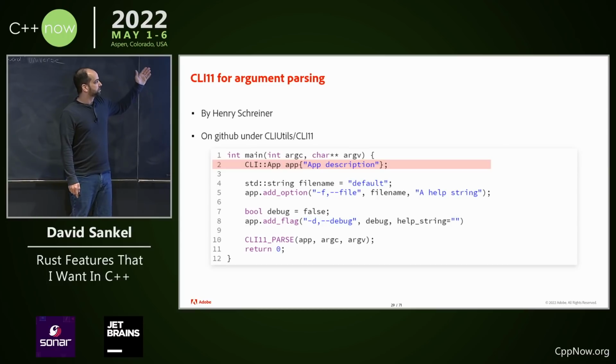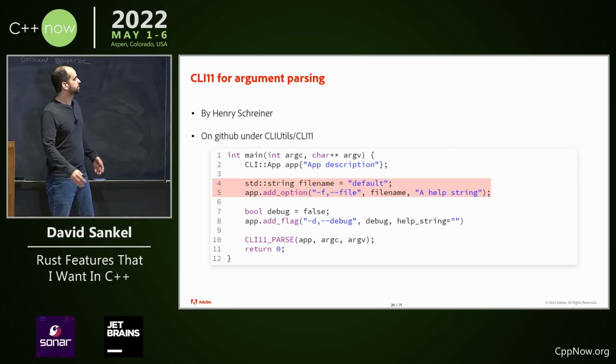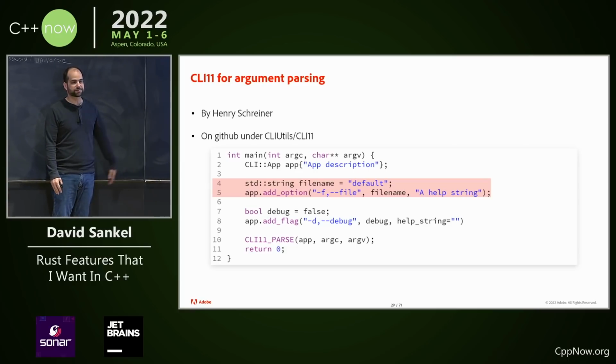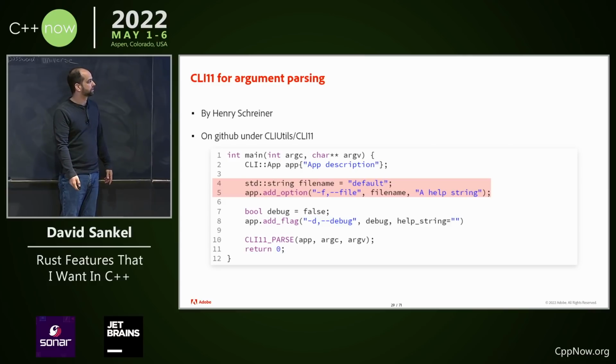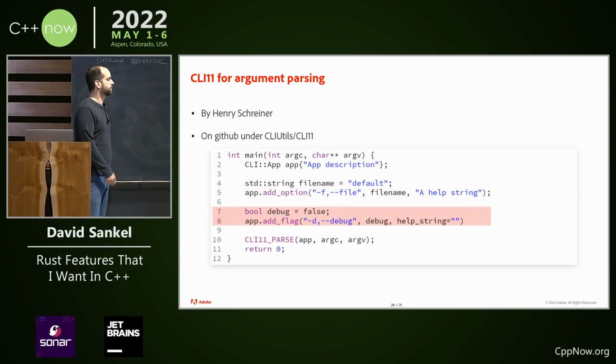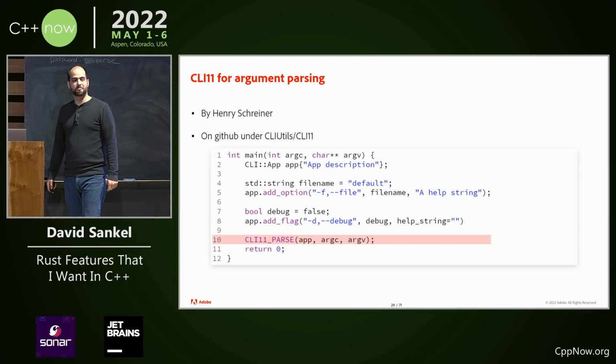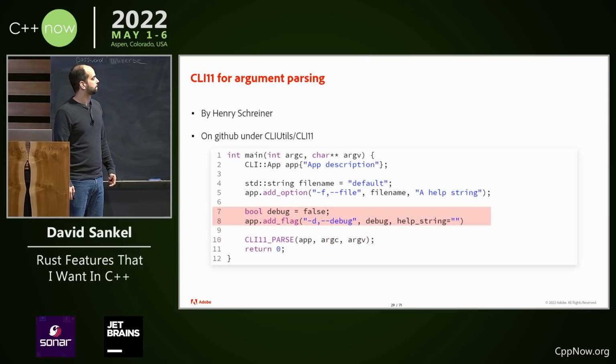But basically, you create this app object. You have a std string called file name. This is assigned to default because that'll be the default for this. You call app.add option. So you have -f, --file. I mean, you can kind of intuit what this code does. It's not that complicated. And then you have another debug argument. And then you have this macro here. But what's going on with that third argument to add flag?